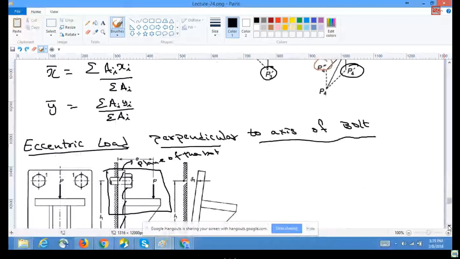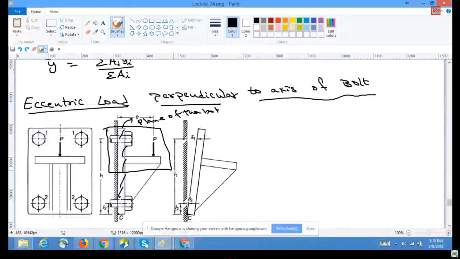This is the plane of the bolt and this is the plane of the load. What you're seeing here is the plane of the load, and this is the plane of the bolts. In this view, it looks like the load is acting on it, but if you look from the side view, you can see that this load is acting at a distance e from this plane. So that's the reason this is an eccentric load perpendicular to the axis of the bolt.